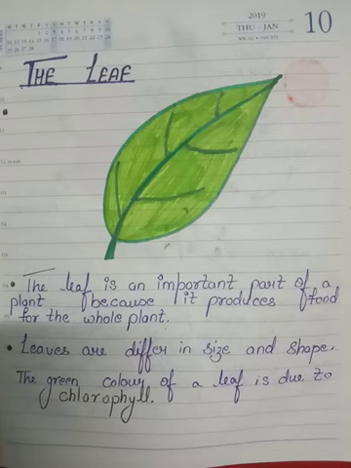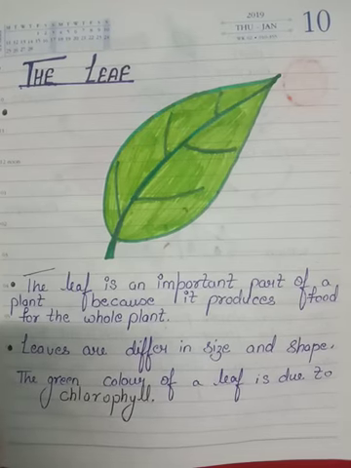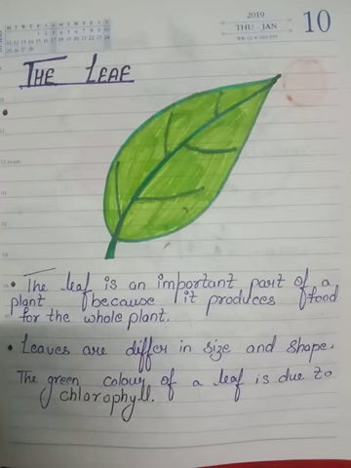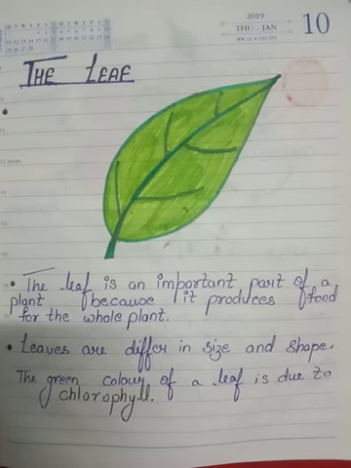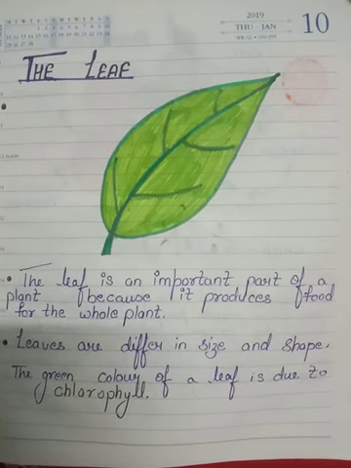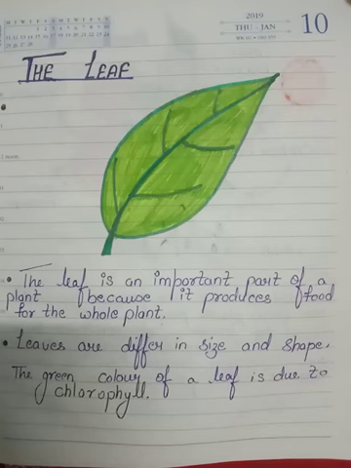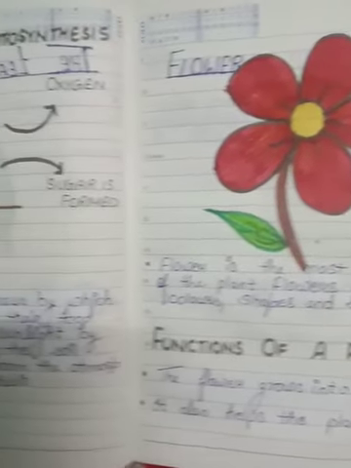Look at this diagram. Here, the leaf is made for you and it seems to be green. But why is it green? Because it has a green color pigment, chlorophyll. And what is the main function of leaf? It produces food for the whole plant. That's why the leaf is also known as the kitchen of the plant.